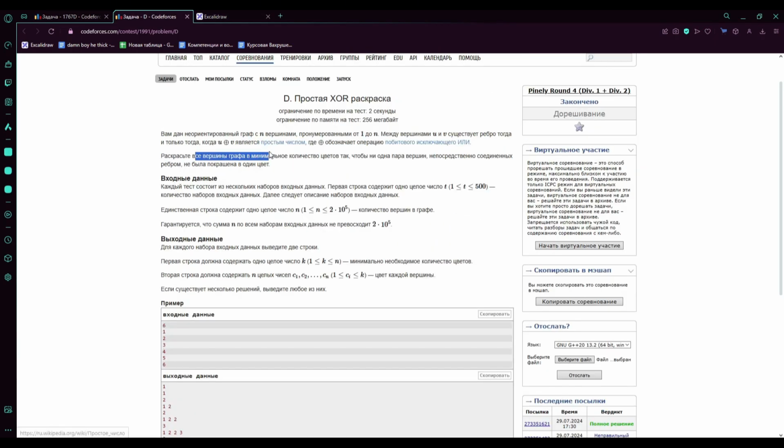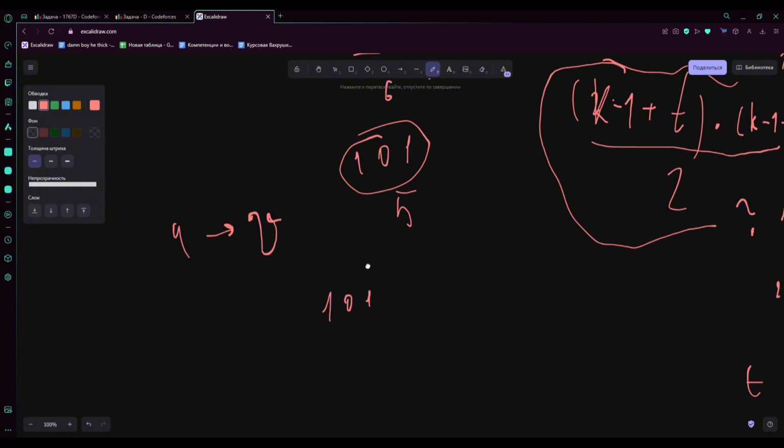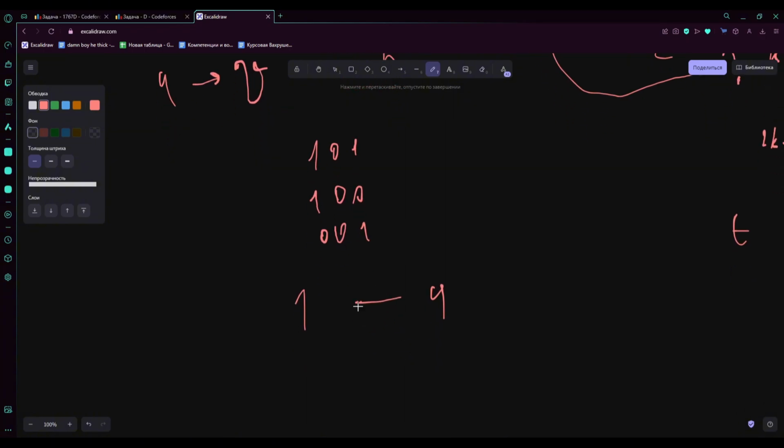Color all the vertices of the graph using the minimum number of colors so that no pair of vertices directly connected by an edge is painted the same color. So we shouldn't end up with something like 101, which could give us something like 100 and 001. That means we have 4 and 1 connected. There's a path from 1 to 4. So we need to color the graph in such a way that 1 and 4 don't share the same color.